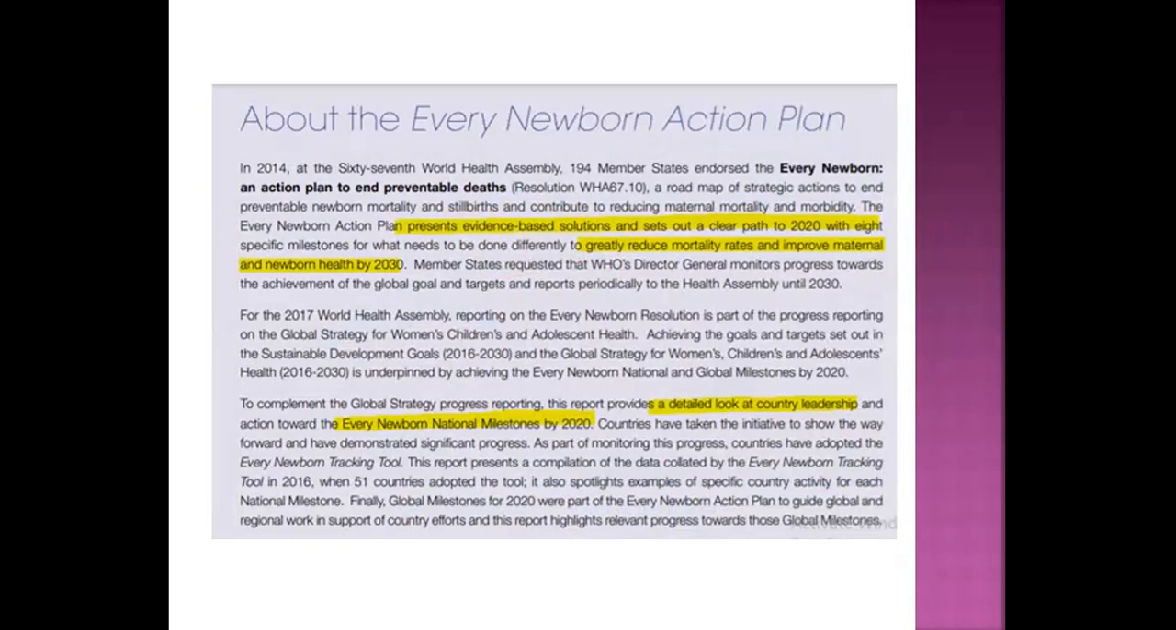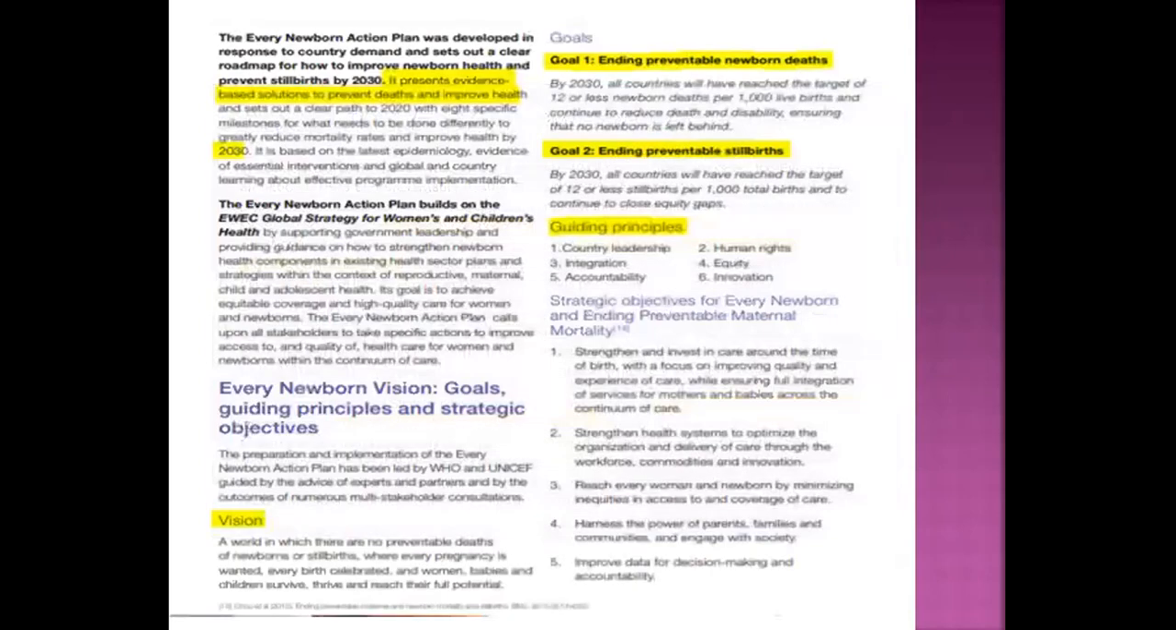To complement the global strategy progress reporting, this report provides a detailed look at country leadership and action towards the Every Newborn national milestones by 2020. The Every Newborn Action Plan was developed in response to country demand and sets out a clear roadmap for how to improve newborn health and prevent deaths by 2030. It presents evidence-based solutions to prevent deaths and improve health.